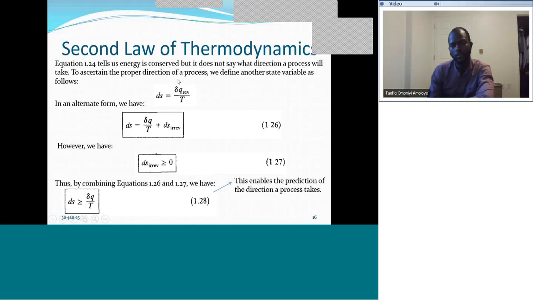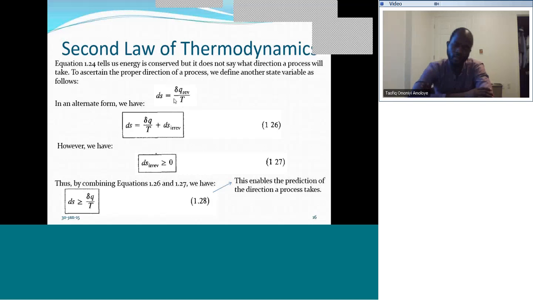So in an alternate form, you can also define it as dS equals dQ over T plus dS irreversibility. Because we know from physical experience that there is always some form of irreversibility within the system, and there's always some form of dissipation of the energy of the fluid when a process has gone on. For instance, we are always going to have viscosity coming into play, and viscosity always dissipates the energy that a system has. That is what makes us able to write entropy in this form in equation 1.26.